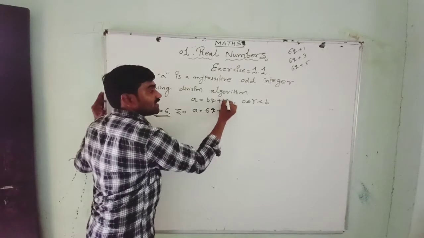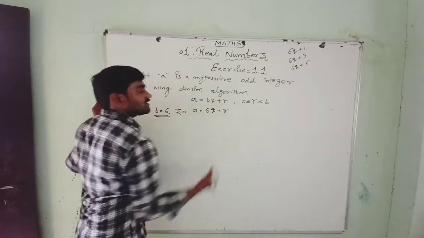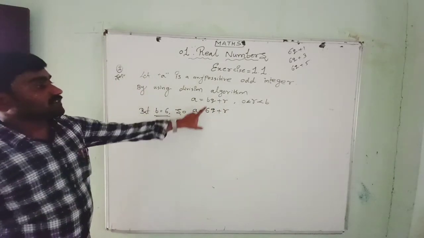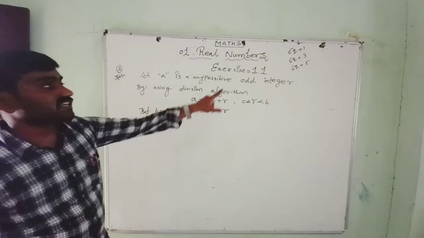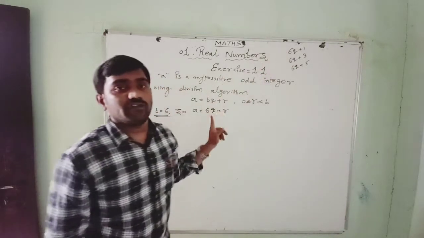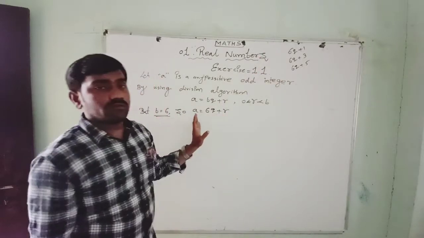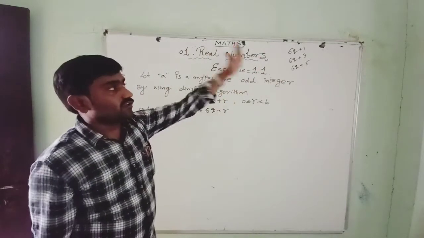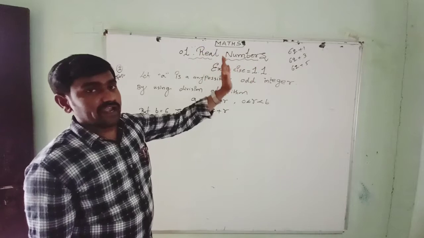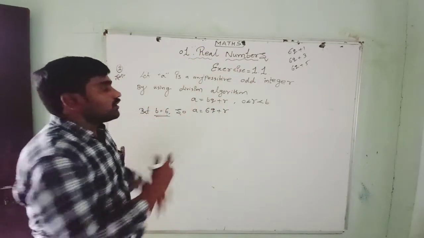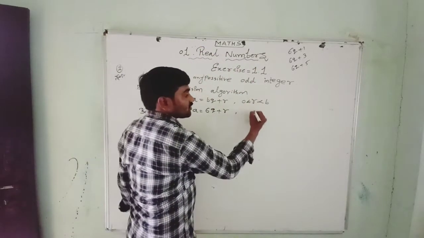6q + r. In the place of b we kept 6 because he gave 6. If he gave 5 there, you write 5. If he gave 4, you write 4. They will not give you 5; they will give you 4, 2, 8, 6 like that, multiples of 2. Then this will also change.